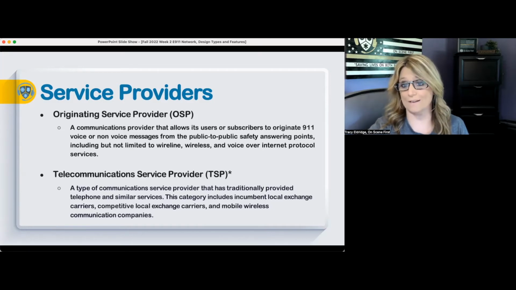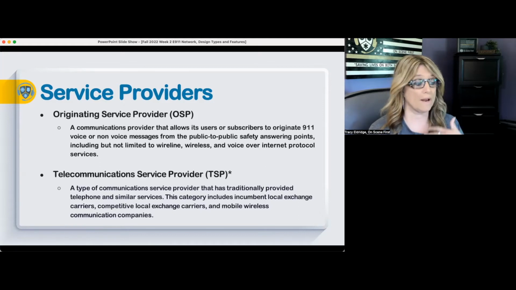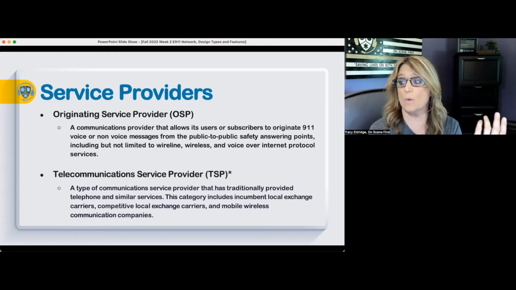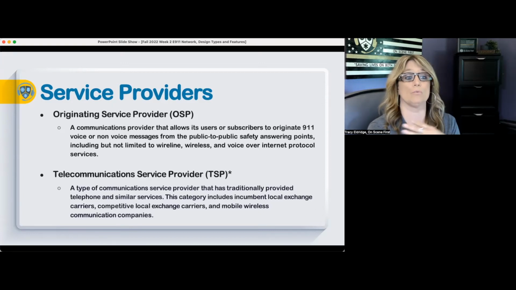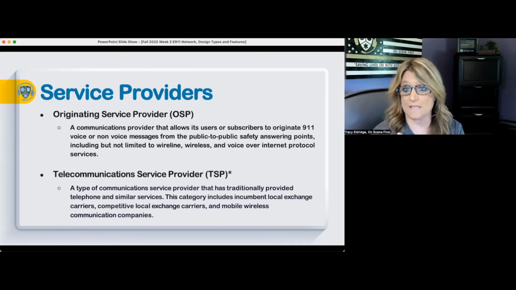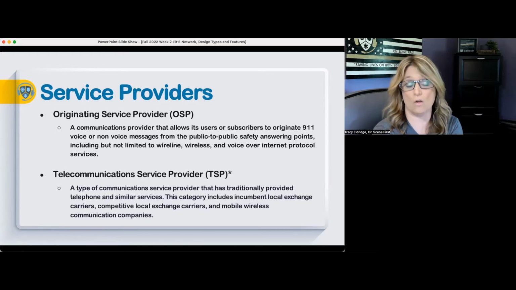Okay, so the originating service provider is the one who owns the network your service is on. What we'll learn later is that it isn't always the originating service provider that is delivering our 911 calls. I could be an AT&T FirstNet customer, but if I'm in West Virginia where US Cellular is really prominent, even though my originating service provider is AT&T, it might actually be another service provider that is going to transfer that call into the 911 center.